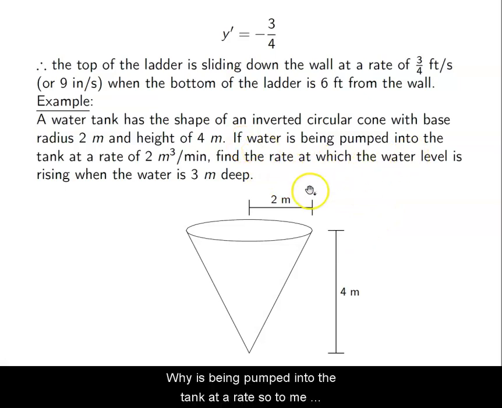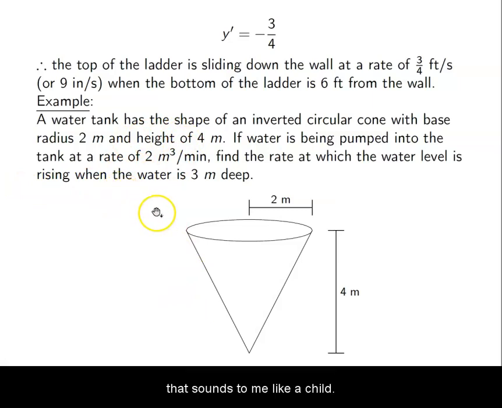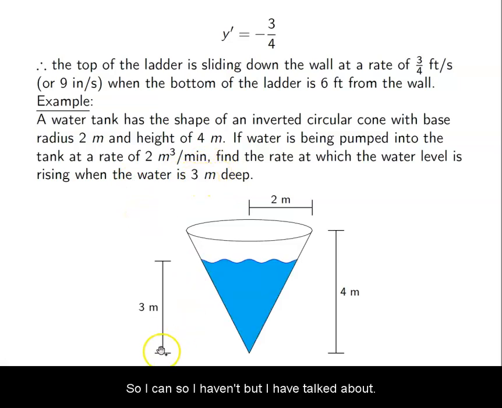Water is being pumped into the tank at a rate. To me, that sounds like a rate of change, right? Because it specifically says at a rate. And I have a ratio here. So that's a pretty good giveaway that I have some sort of a derivative that's equal to positive 2. Okay. And I want to find the rate at which the water level is rising. So I would want to find the rate at which the height is increasing. That sounds to me like h prime. And it tells me a given height of 3 meters. So I can start to label that.